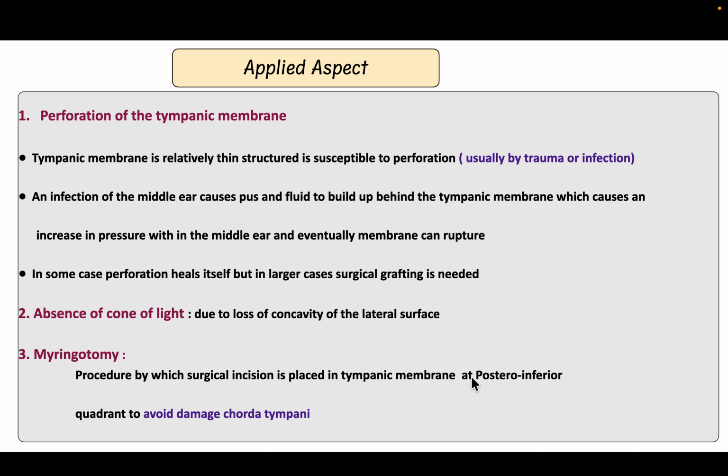Next applied aspect is absence of the cone of light due to loss of concavity of the lateral surface. Now coming to the myringotomy, it is a procedure where a surgical incision is placed in the tympanic membrane at the posterior-inferior quadrant. Why? To avoid damage to the chorda tympani. So this is the applied aspect of the tympanic membrane. This is a very important topic.